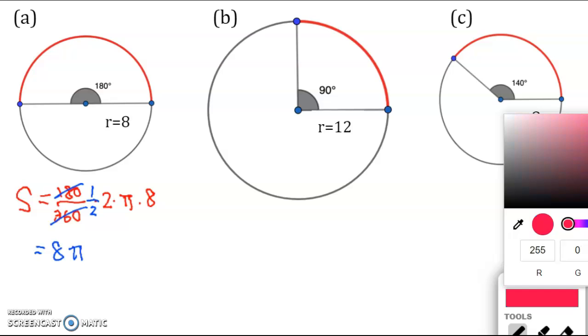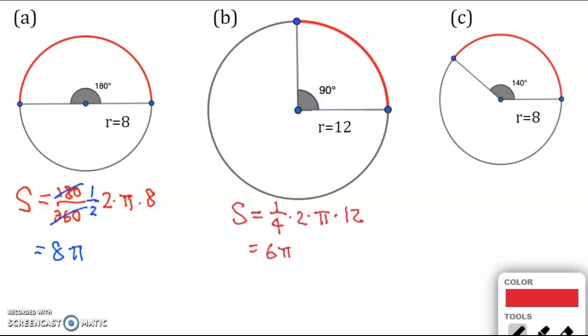What about this? We have arc length to be, well, 90 degrees is the same as 1/4, so I'm just going to use 1/4, multiplied by 2 times pi times r, which is 12. A quarter of 12 is 3. 3 times 2 is 6 pi.